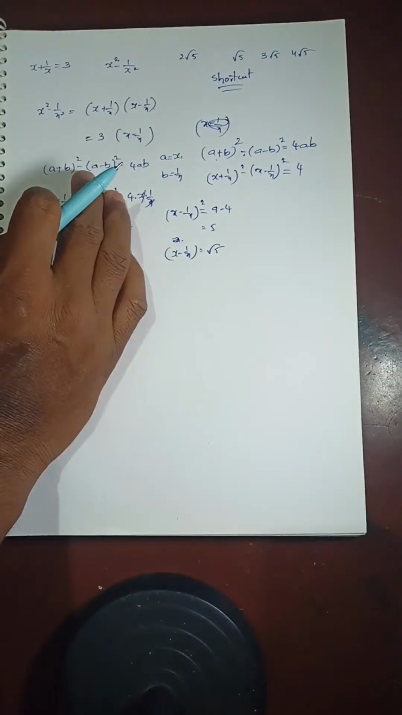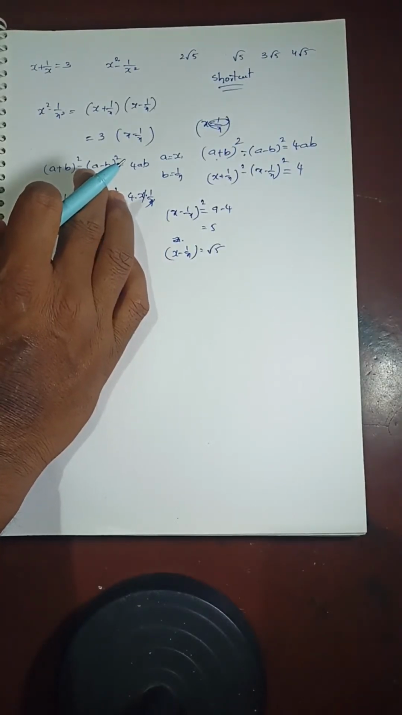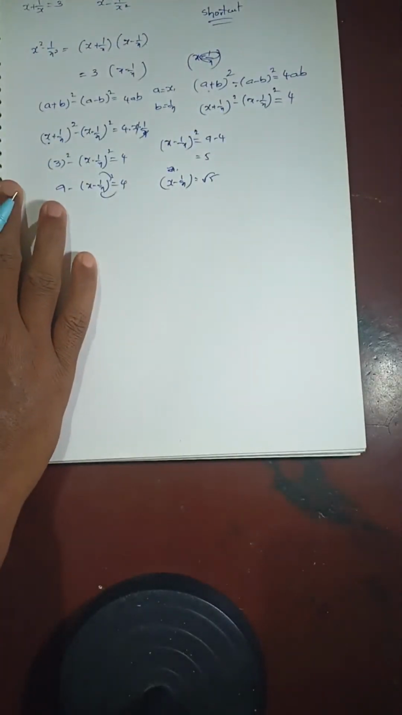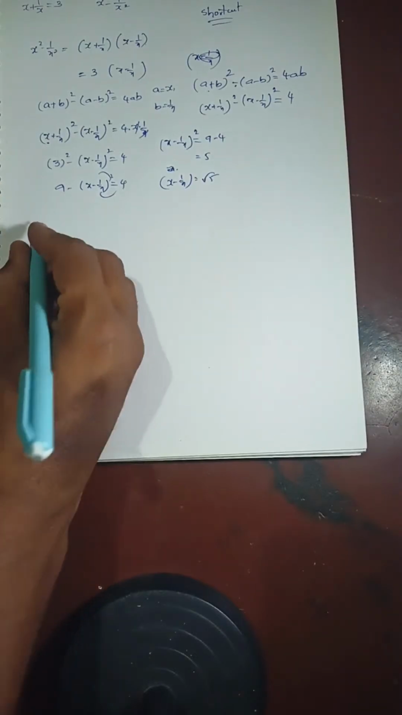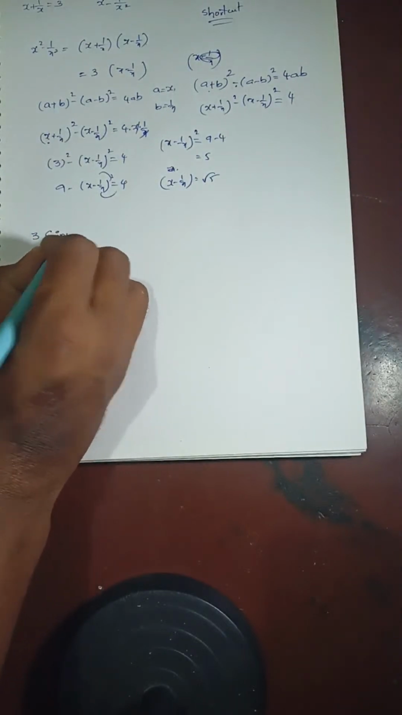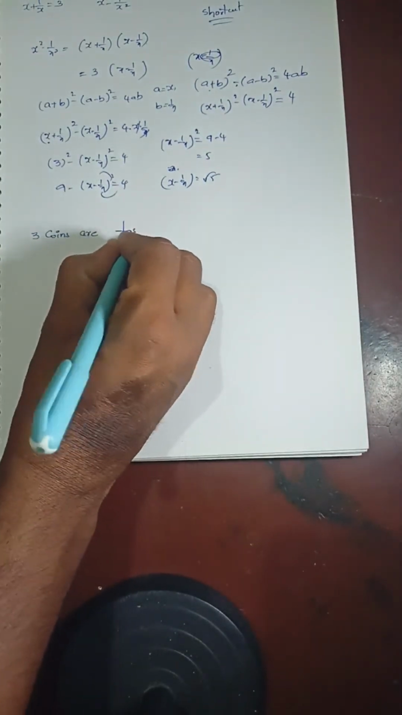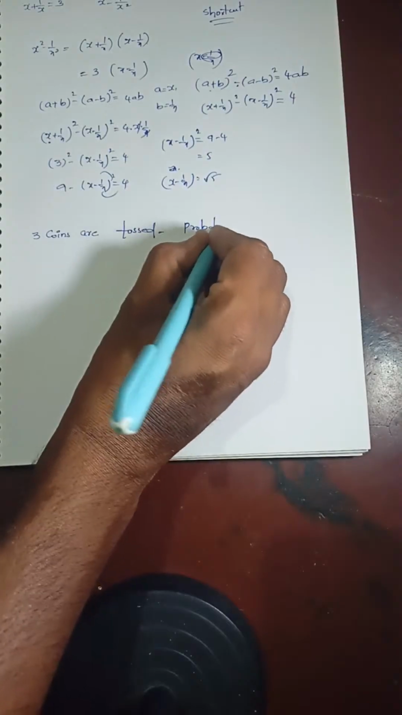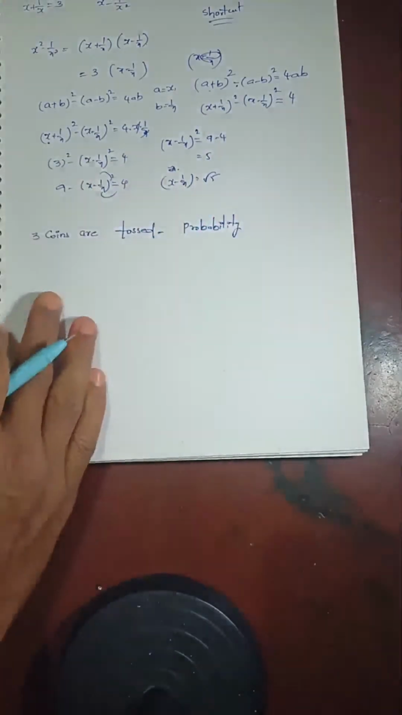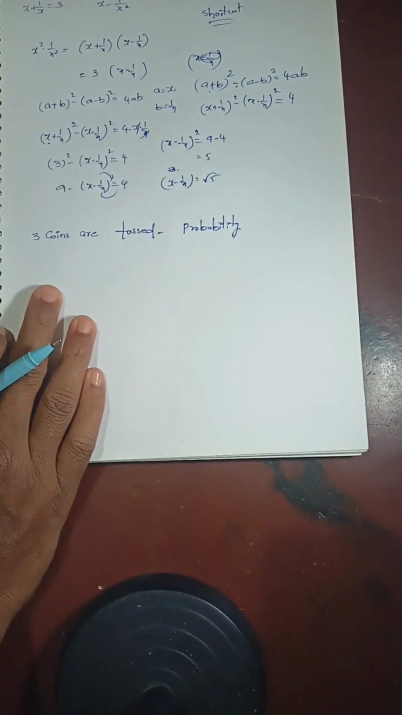Yes, now I'm going to show you the second problem. We have the question: when 3 coins are tossed. This is a problem from the probability chapter.